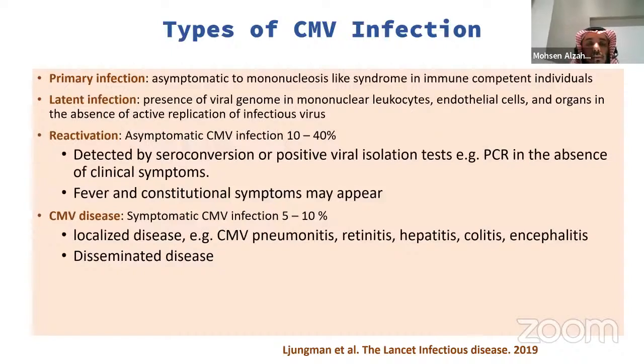And we have different types of CMV infection. Primary infection usually happens during childhood. It's asymptomatic, but sometimes some patients may develop fever or a mononucleosis-like syndrome in immunocompetent individuals.